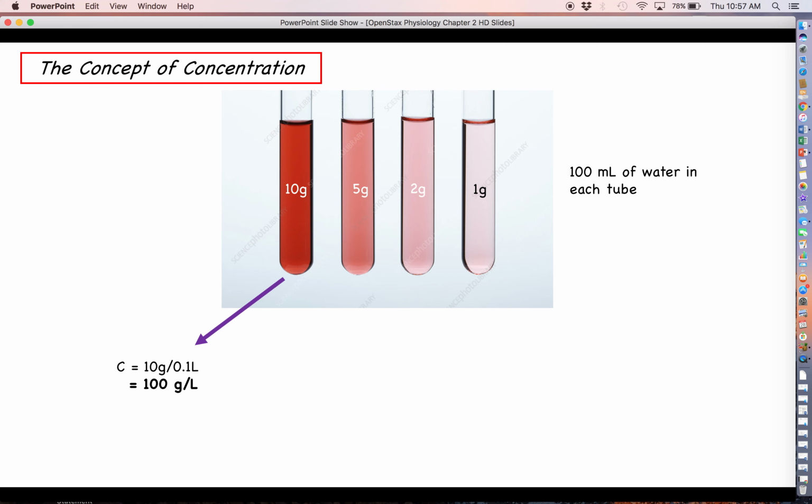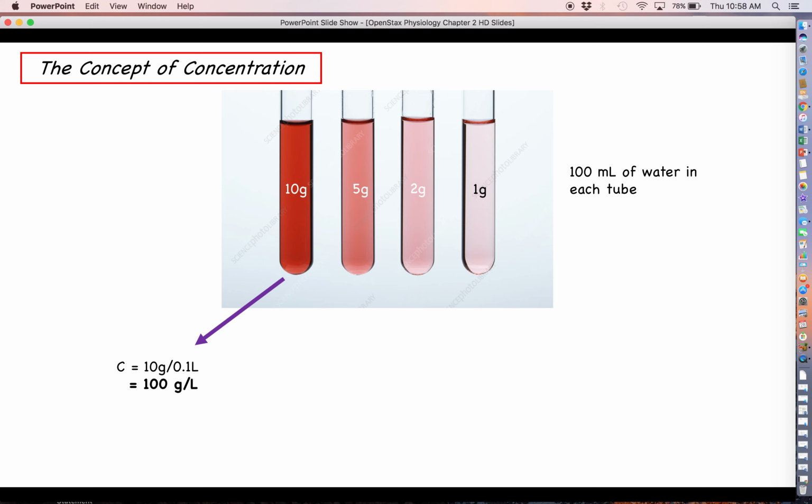So what I am telling you here is that each one of these test tubes contains 100 milliliters of water, and we have dissolved either 10 grams, 5 grams, 2 grams, or 1 gram of a red solute in here. Imagine a red crystalline powder that we have dissolved in the water. If we are calculating concentration, concentration is just mass of the solute divided by the volume of the solution.